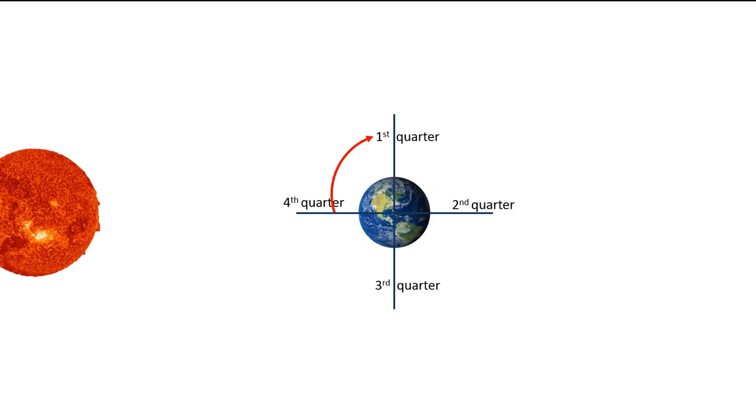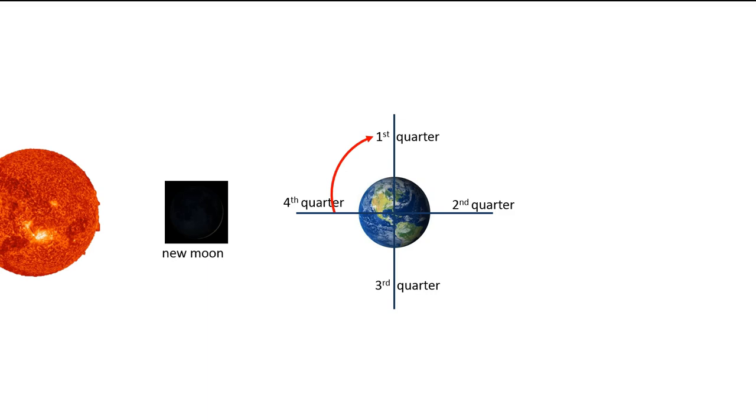We'll start at the fourth quarter, which is really the end of the fourth quarter and the beginning of the first quarter. When the moon is here, between Earth and the sun, we call it the new moon. It occurs during daytime and is invisible. This is because the lighted side of the moon is facing away from us. The moon rises along with the sun on that day.